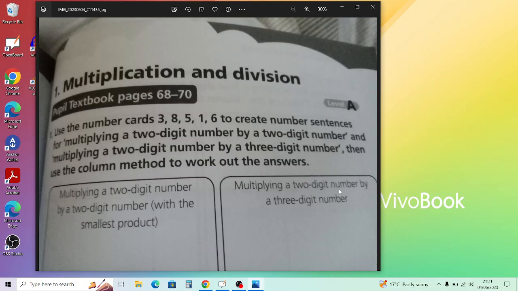15 times 36, I assume. And then you've got these different types as well, multiplying a two-digit number by a three-digit number and so on and so forth. So there are different options available. We should be able to do those.